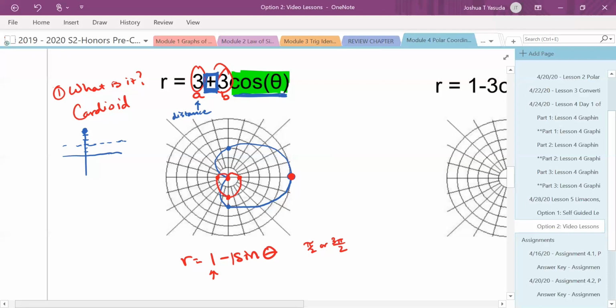Oh, that's kind of cute. Happy Valentine's Day. All right, so there's another cardioid. Okay. All right, here we go.